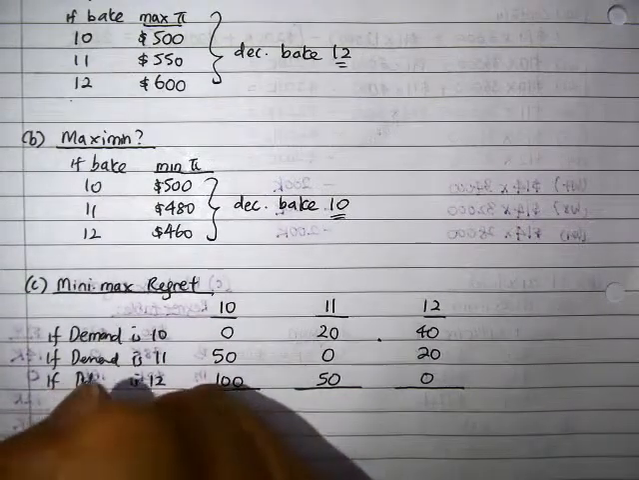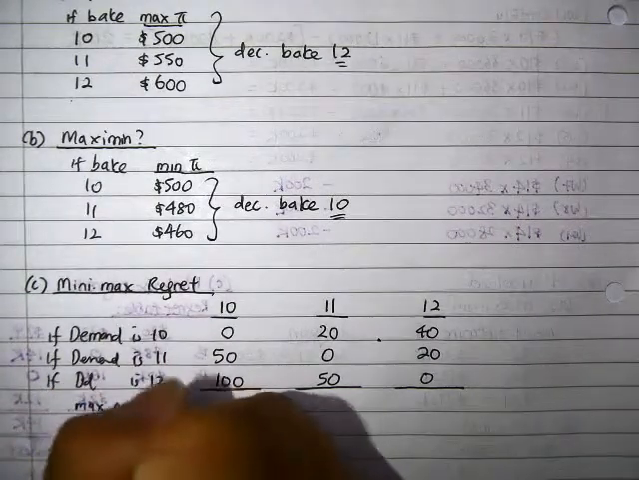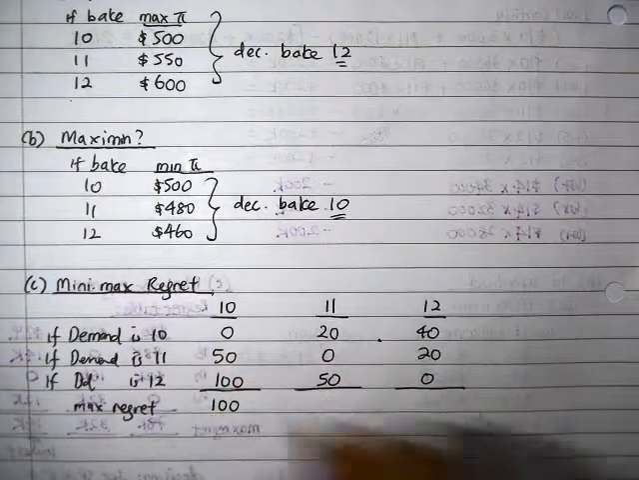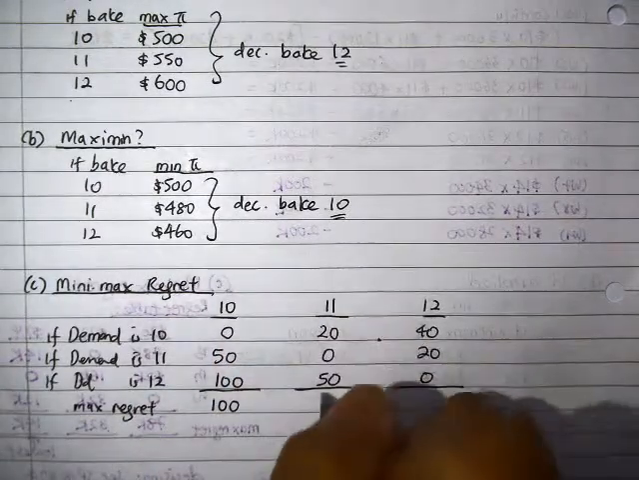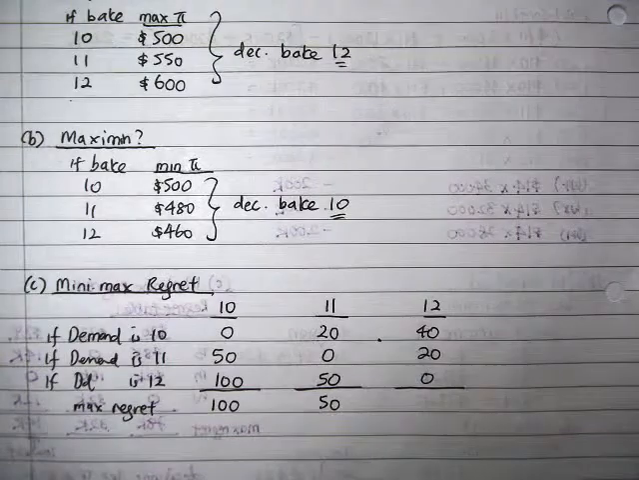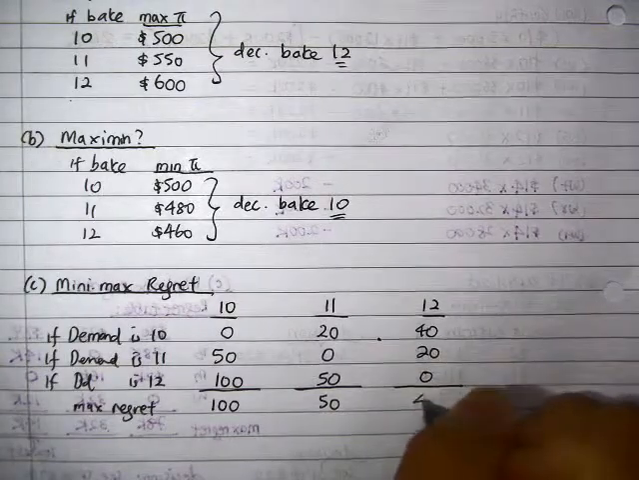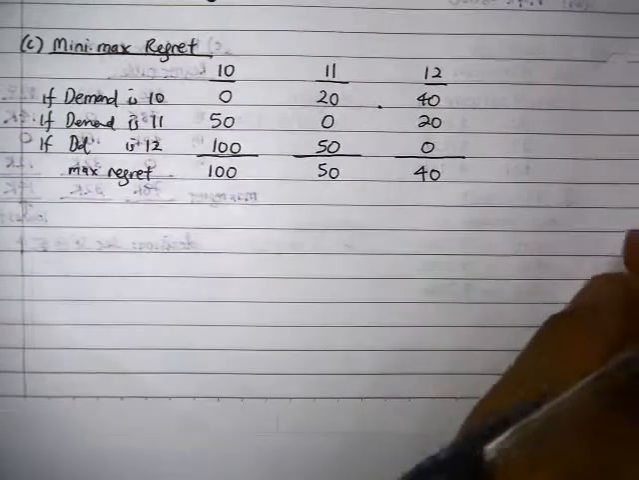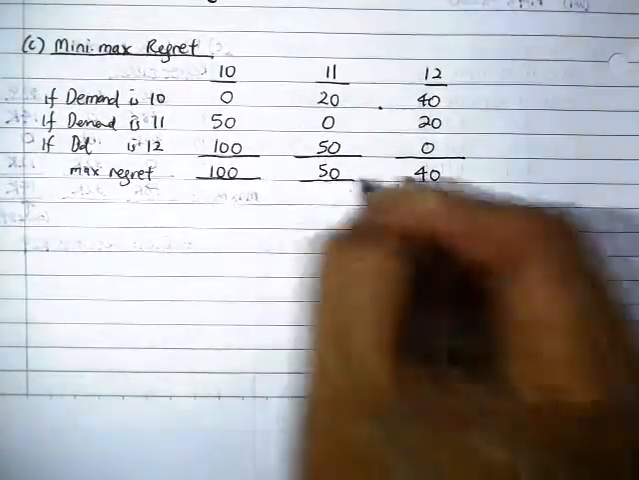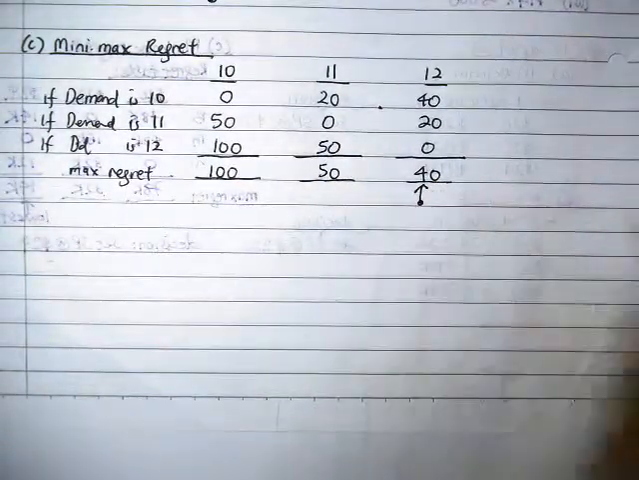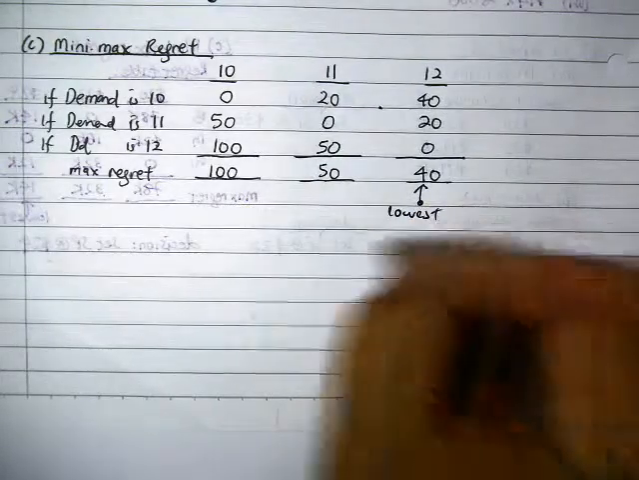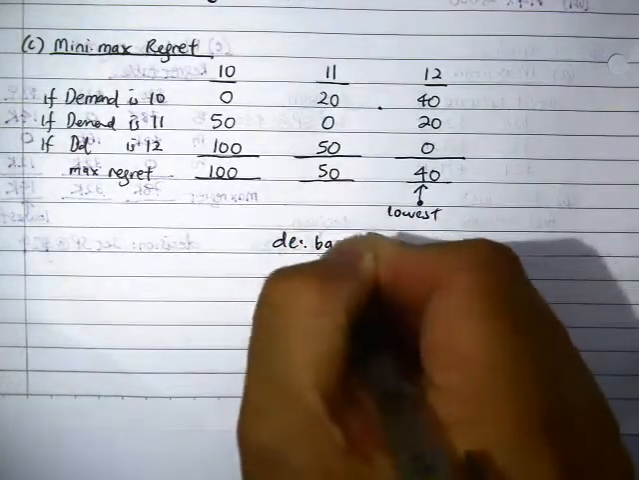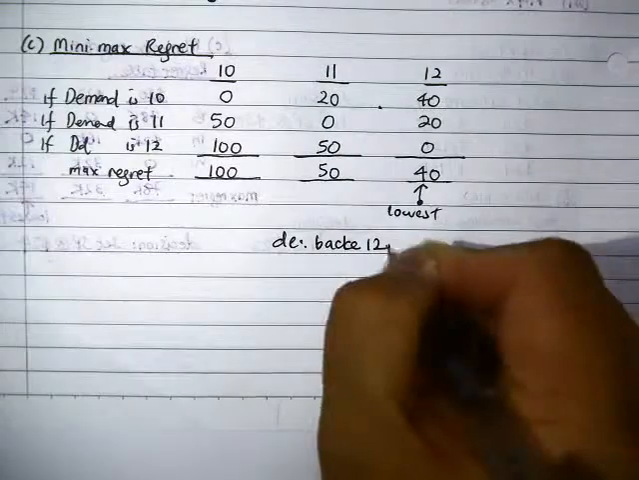So the maximum regret in 10 is 100. Maximum regret in 11 is 50. Maximum regret in 12 is 40. So which one gives you the lowest of the highest? 12. So the decision is you bake 12 units.